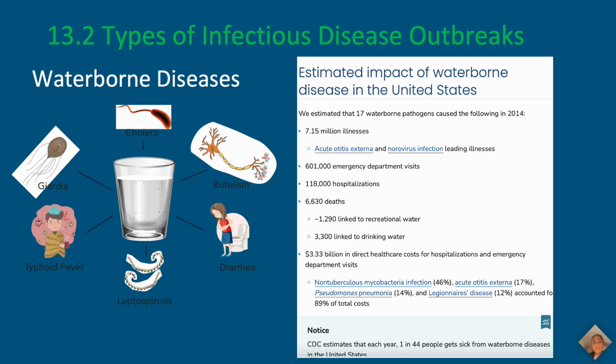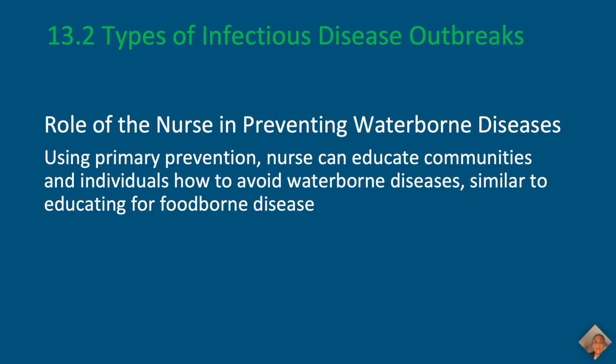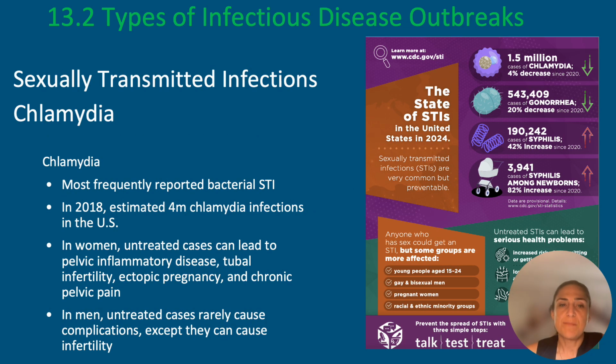Waterborne pathogens infect people when they breathe in contaminated droplets, as in heating and cooling systems, or when infected water gets in the ears or mouth while swimming. When we think about nurses in this setting, again, it's primary prevention and education to know what they are, to avoid swimming in areas that may have these higher rates of infection. Same thing with foodborne diseases.